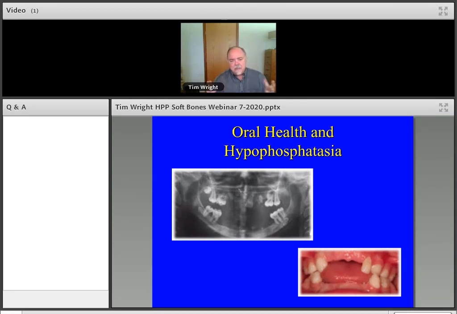So some of the manifestations that folks have are unique to hypophosphatasia, and some are just the same old that everybody else treats, and you've got those overlaid on top of each other. So there are things that you can do to try and maintain optimal oral health. Right now with COVID, it's a little more challenging. So some of the things you can do at home to step up your game a little bit.